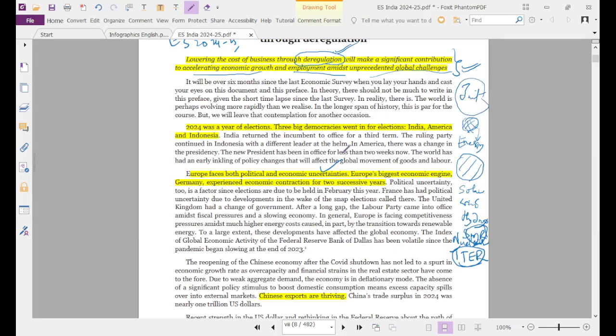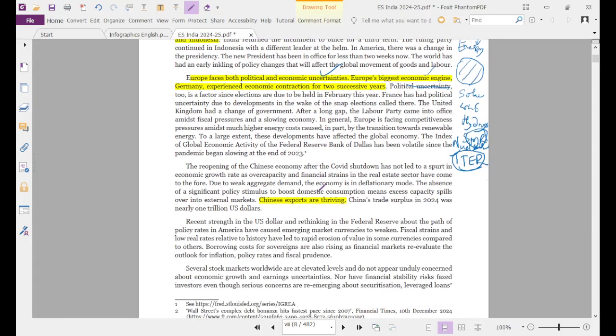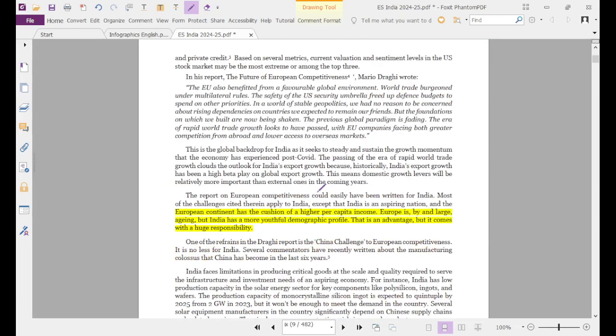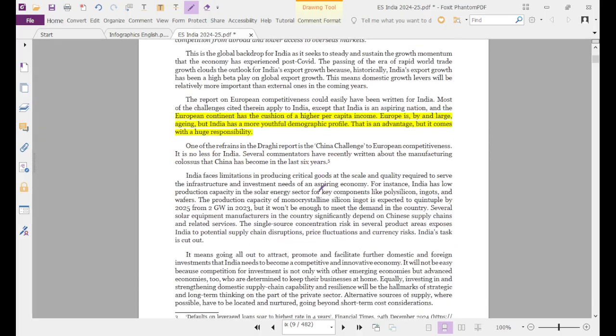Keeping that in mind, there is a lot of uncertainty in the European continent, and there are some countries like Germany that are struggling with their economic engine. So keeping all that, we can write some answers in the sense of uncertainties. Okay, then the European continent has a cushion of higher per capita income. See, they are all developed countries. The per capita income is higher.